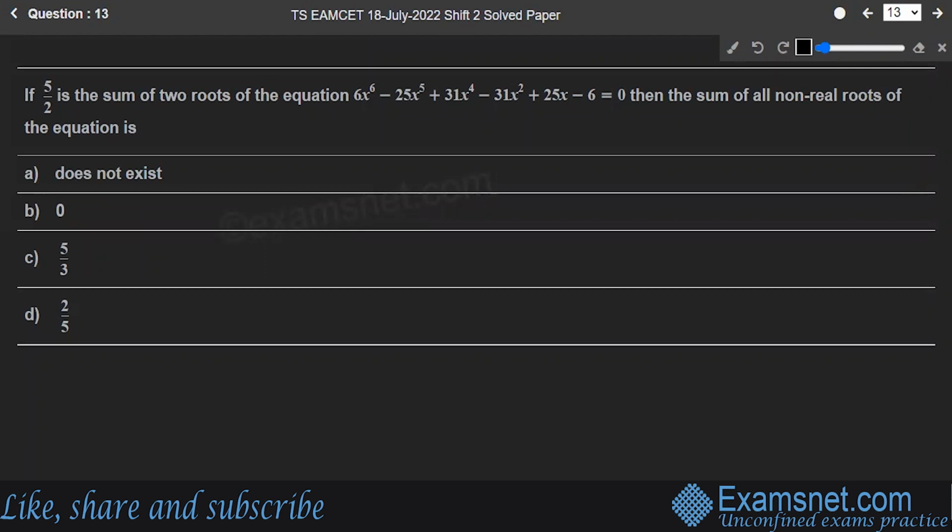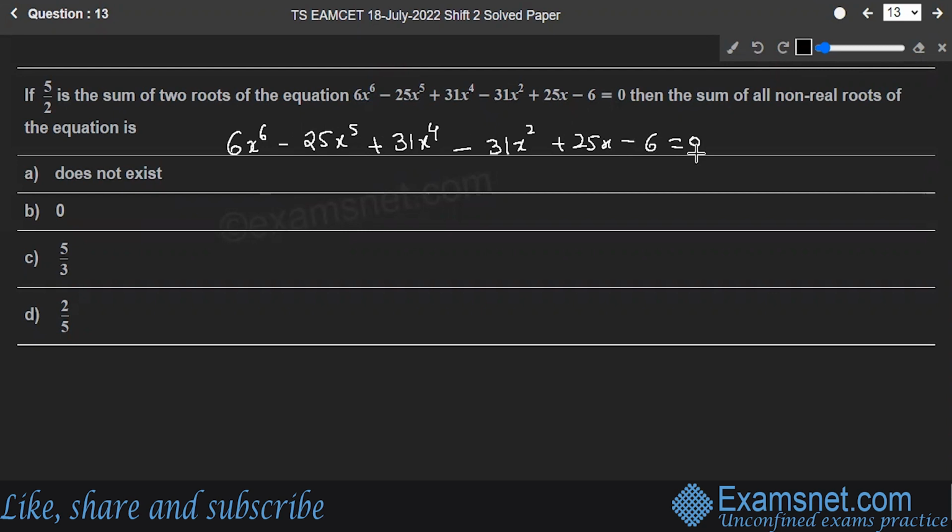Question number 13. If 5 by 2 is the sum of two roots of this equation, then the sum of all non-real roots of the equation will be. It's a big equation. Let's write it down. 6x raised to power 6 minus 25x raised to power 5 plus 31x raised to power 4 minus 31x square plus 25x minus 6 is equal to 0.